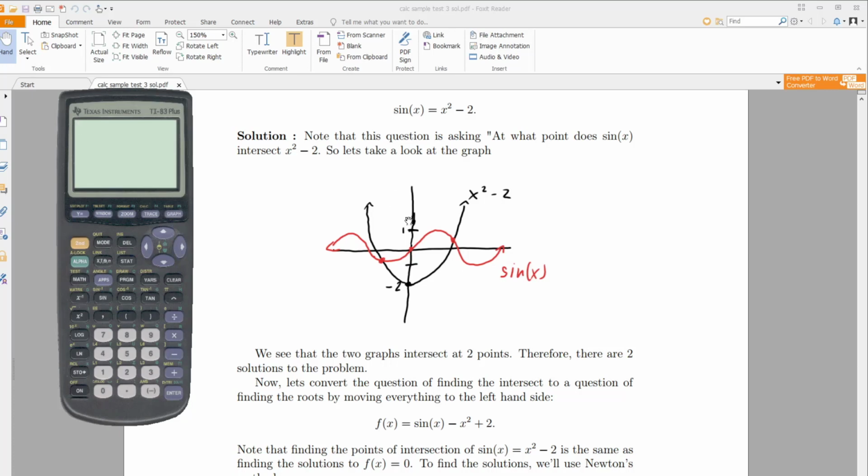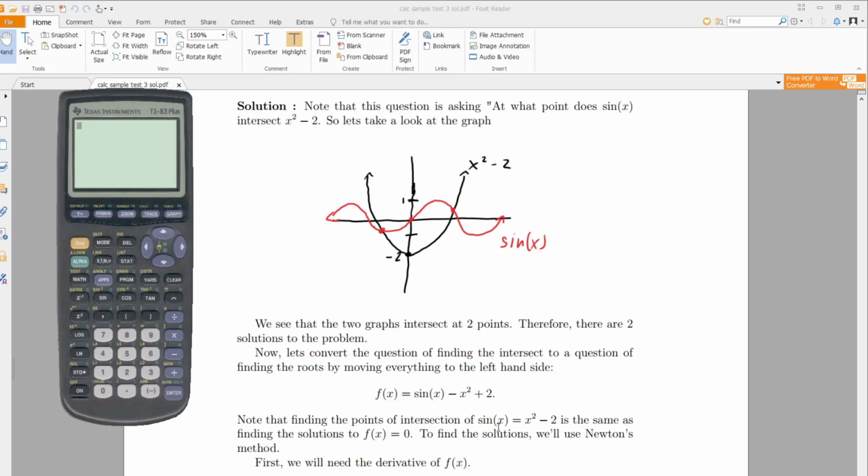Now, instead of finding the intersection, let's convert this to a problem of finding roots. We'll just subtract everything on the right-hand side to the left. And we get sine x minus x squared plus 2. Let that be a new function, call it f of x. Note that finding the point of intersection of sine x equal to x squared minus 2 is now the same as finding the solution to f of x equal to 0.